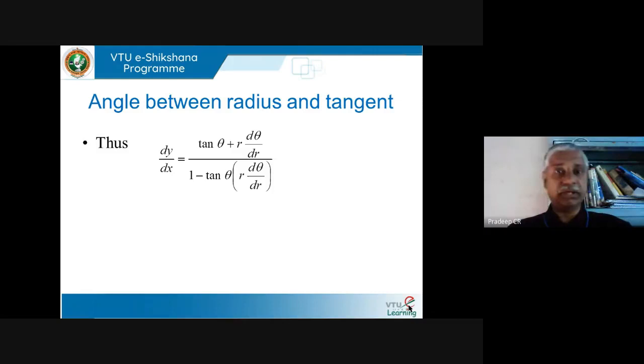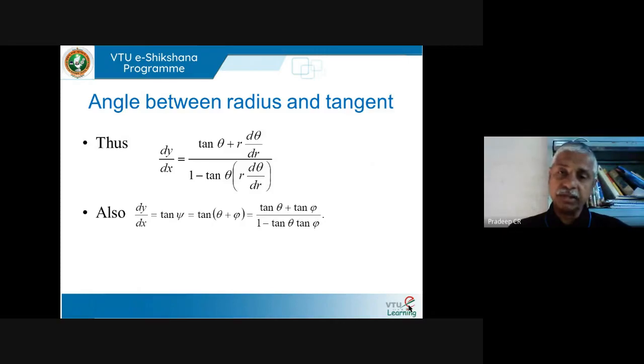All this we had seen before, so let me go fast. If you want details, you can see the previous lecture where I have done these things in detail. Also, dy by dx means the slope of the tangent line, which is tan psi, because psi is the angle between the tangent and the positive x-axis. But by geometry, you can see psi is the same as theta plus phi, which means tan psi is tan of theta plus phi, for which I have a formula. Tan of theta plus phi is tan theta plus tan phi divided by 1 minus tan theta tan phi. So on the one hand, I get the expression for dy by dx to be this, which means tan theta plus r d theta by dr divided by 1 minus tan theta r d theta by dr. On the other hand, I get it to be equal to tan theta plus tan phi divided by 1 minus tan theta tan phi.